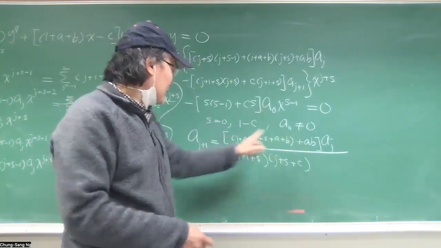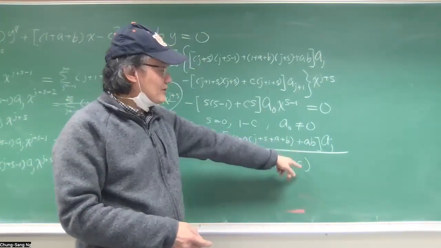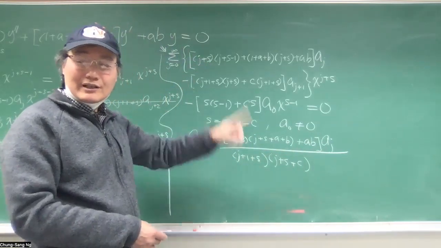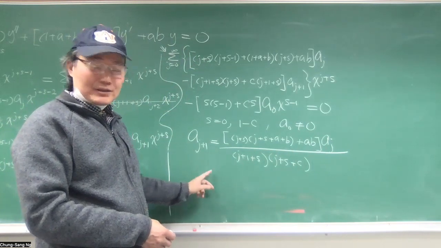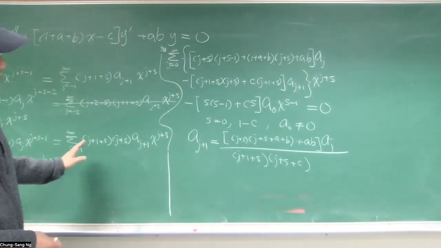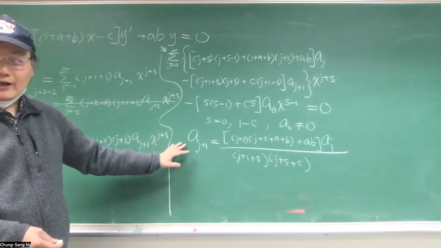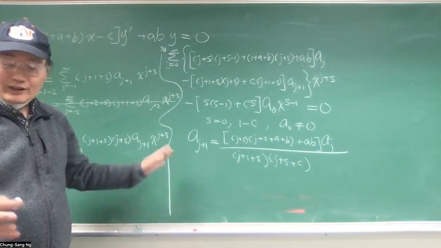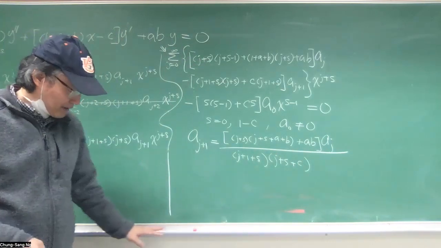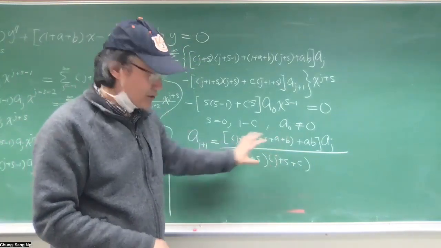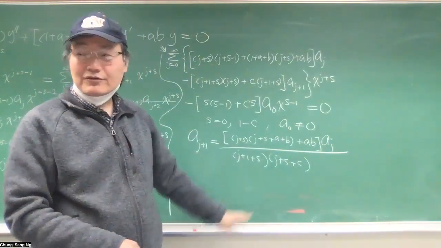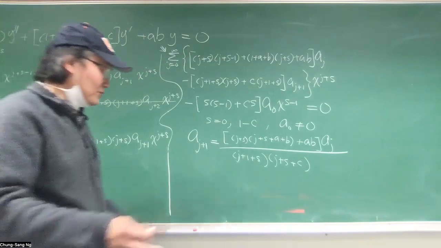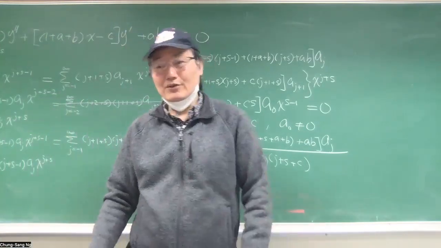If you have A sub 0, you can solve A sub 1. That is proportional to A sub 0. Put A sub 1 back here, you get A sub 2, also proportional to A sub 0, and so on. So everything is proportional to A sub 0, and all the proportionality constants for A1, A2, A3 can be worked out by this recurrence relation. That is the solution if you're satisfied with a numerical solution.